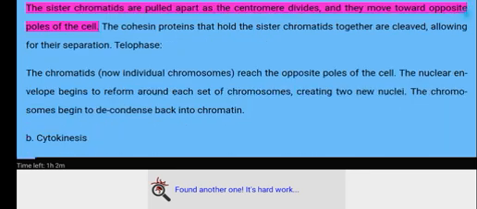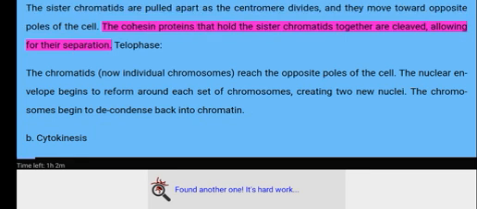Anaphase. The sister chromatids are pulled apart as the centromere divides, and they move toward opposite poles of the cell. The cohesin proteins that hold the sister chromatids together are cleaved, allowing for their separation.